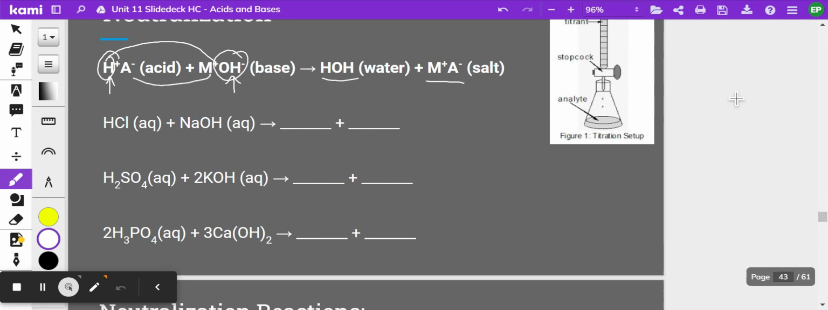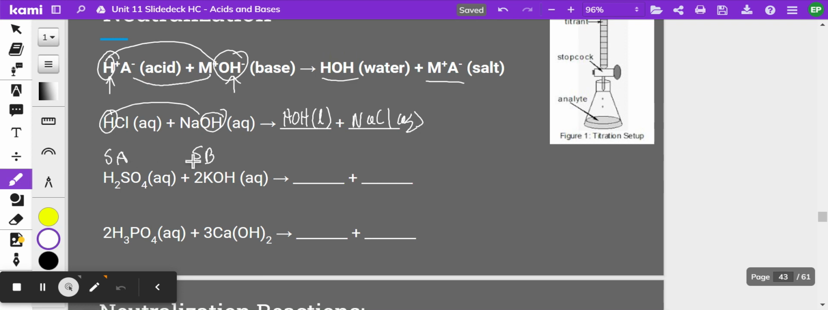For example, if a strong acid and a strong base, hydrochloric acid, reacts with sodium hydroxide, one hydrogen ion will react and combine with one OH hydroxide ion to form one HOH water particle, and the salt will be sodium chloride. Note that sodium chloride is aqueous in solution according to our solubility rules.